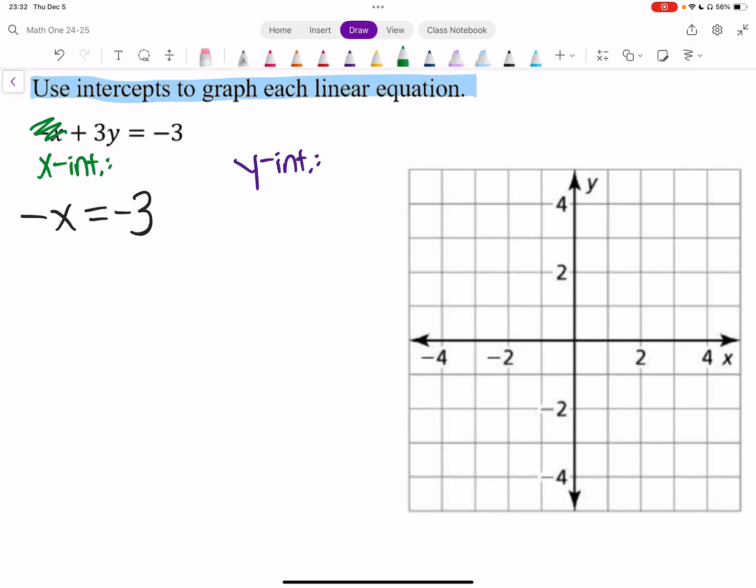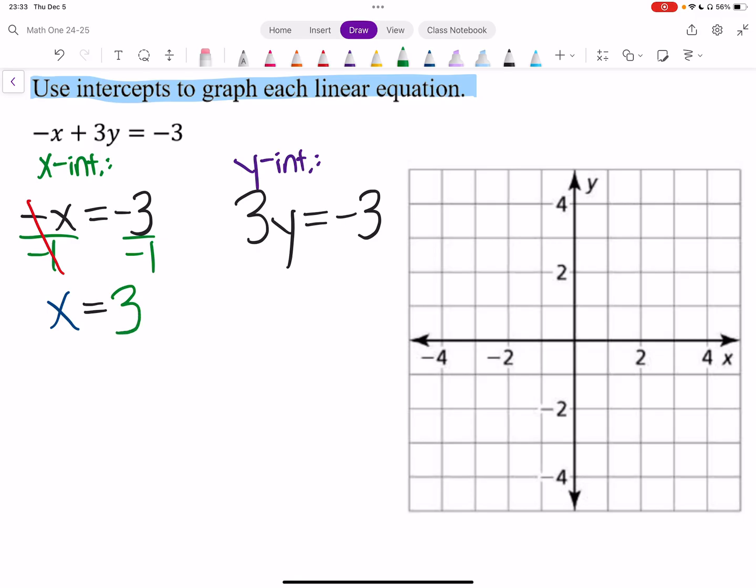Next, to find the y-intercept, I want to plug in a 0 for x to make the x term go away, so that I can write an equation with only y in it, and it would be 3y is equal to negative 3. Looking at the first equation, we once again must solve by division, because that is multiplication that is occurring between the negative 1 and the x. Negative 3 divided by negative 1 is a positive 3.